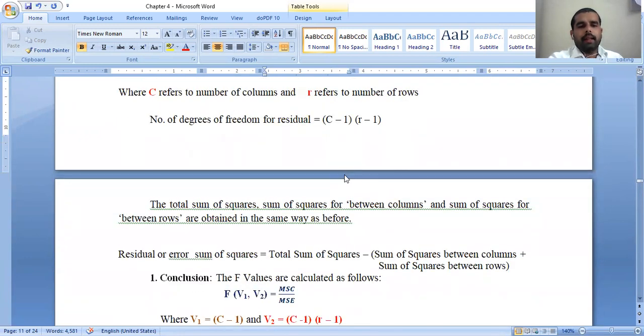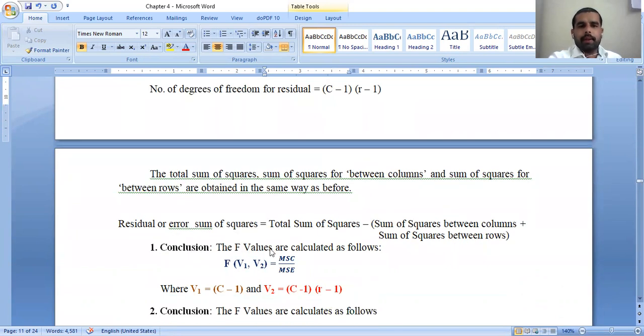Okay, after getting the values, that is MSC divided by MSE, the first hypothesis, we are going to write here. We are going to take the decision here. Conclusion number 1: the F values are calculated as follows. F(V1, V2) is equal to MSC by MSE, where V1 is equal to C minus 1 and V2 is equal to (C minus 1) into (R minus 1). You observe carefully here.